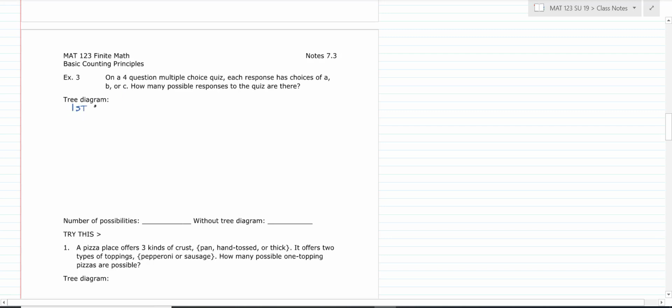The first question, okay, there's 3 possibilities. So let's just put an A, a B, and a C. Now, sometimes these tree diagrams take a lot of room. Then we move to the second question. I'll call that question 2. Well, there's 3 possibilities. So that would be A, B, or C again. And then from this one, it'd be the same thing. We would do A, B, or C. I'm starting to run out of room.